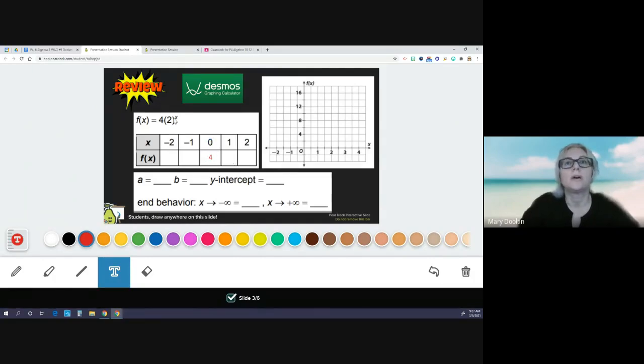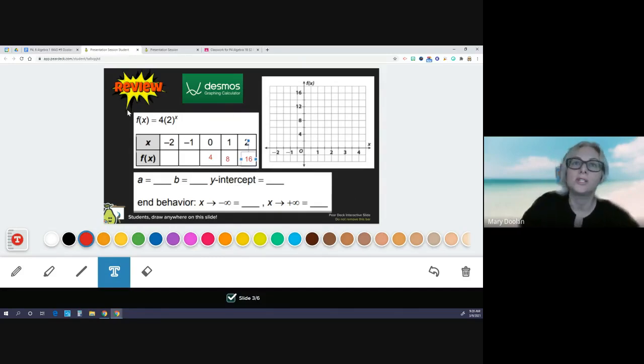If x is 1, 2 to the first power is 2. Okay, Hermosa. Thank you for letting me know. So 2 to the first power is 2. 4 times 2 is 8. Okay, so you can kind of see these get big real quick. 2 squared is 4. 4 times 4 is 16.